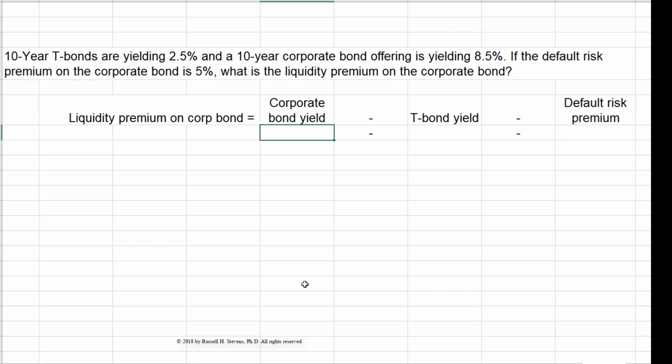From the verbiage of the problem, enter 8.5% into the workbook cell under corporate bond yield, enter 2.5% into the workbook cell under T-bond yield, and enter 5% into the workbook cell under default risk premium. In the workbook cell under liquidity premium on corporate bond, enter an equals sign, highlight the 8.5%, type in a minus, highlight the 2.5%, type in another minus, highlight the 5%, and press Enter. The liquidity premium turns out to be 1%. Again, a very simple solution.